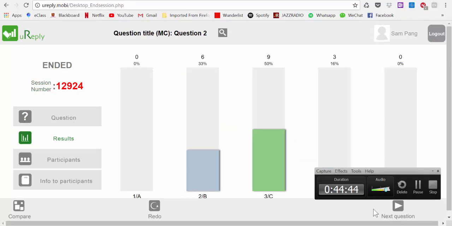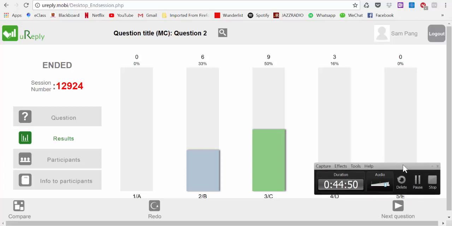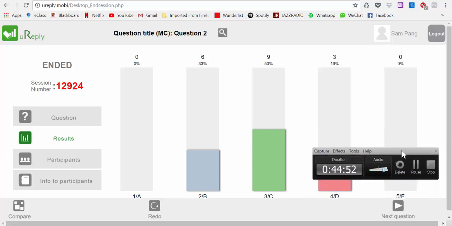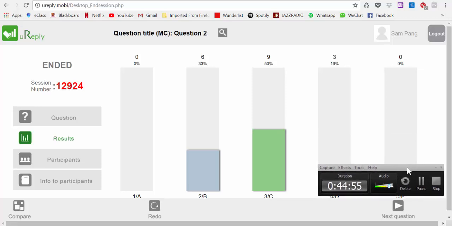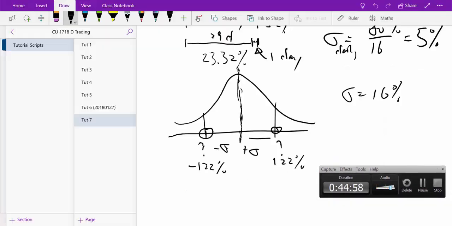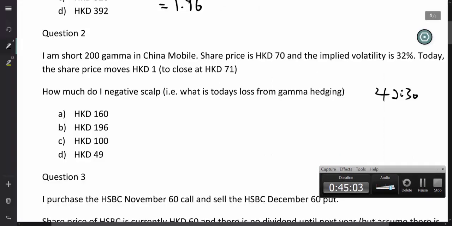Okay, so some people are choosing B and C and D. C is the correct answer, and the simple reason is: what have you done? Well, you are short 200 gammas. It doesn't say how you are short, but one way you can be short is if you are short a call option. So here's your call option. If you are short, you are like this, okay?